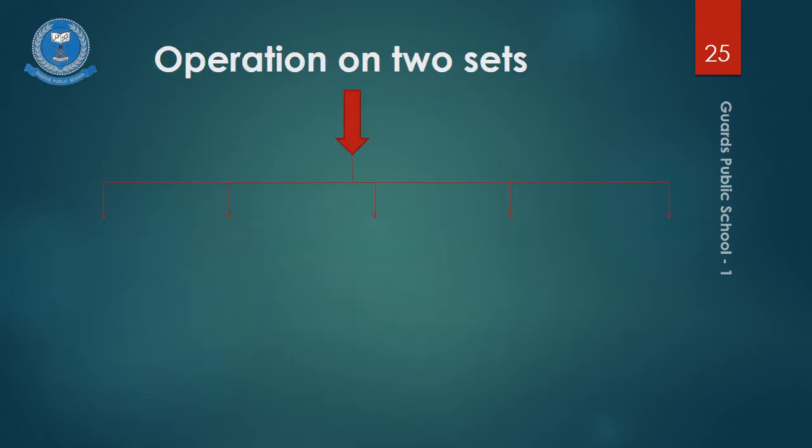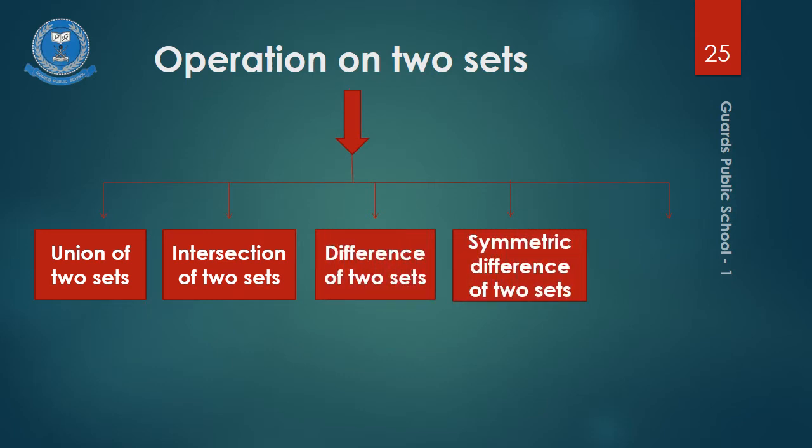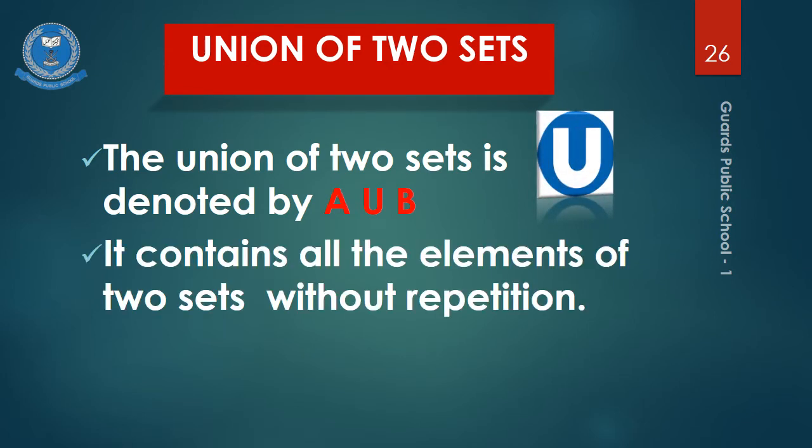Operations on two sets. First we will learn union of two sets, then intersection of two sets, difference of two sets, symmetric difference of two sets, and then complement of a set. Union of two sets. The union of two sets is denoted by A union B. Here we use the sign of union, which is capital U. It contains all the elements of two sets without repetition.